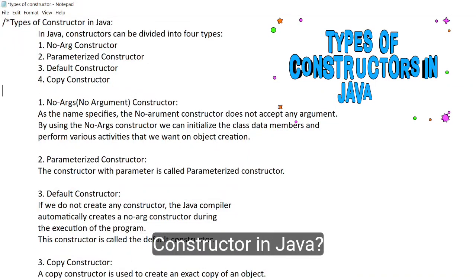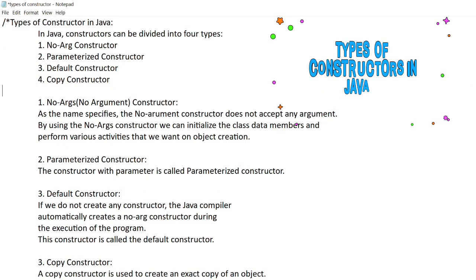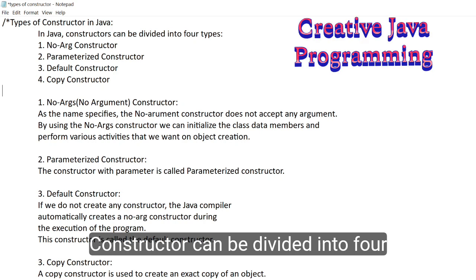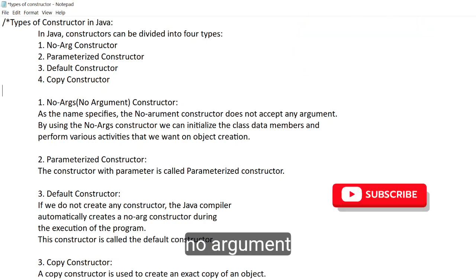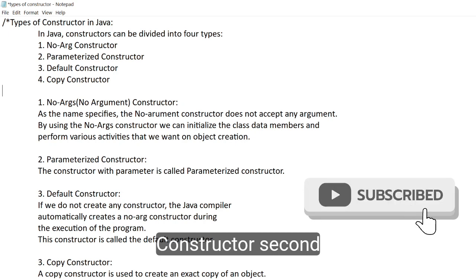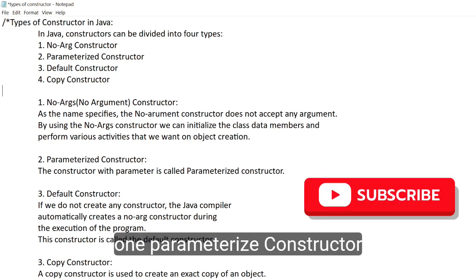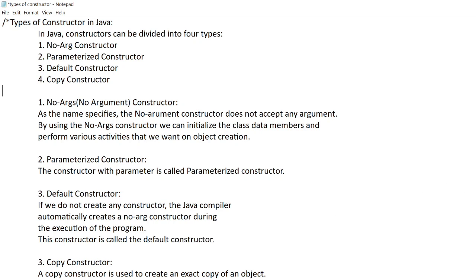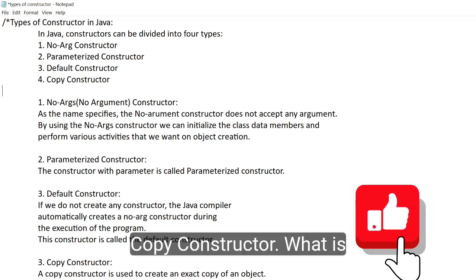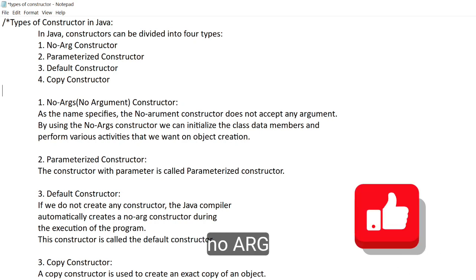What are the types of constructor? In Java, constructor can be divided into 4 types. First one is no argument constructor. Second one, parameterized constructor. Third one, default constructor. Fourth one, copy constructor.